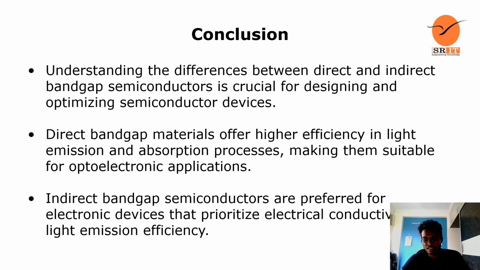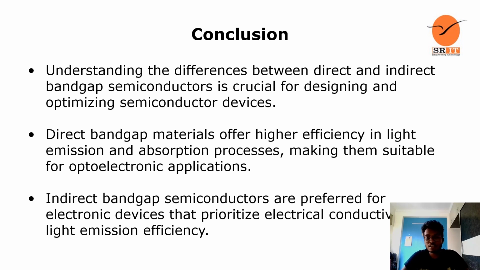So, in conclusion, understanding the differences between direct and indirect bandgap semiconductors is crucial for designing and optimizing semiconductor devices. So, for the production of semiconductor devices, based on the different applications, we have to understand the basic differences between the direct and indirect bandgap semiconductors, which leads to the effective production of the devices.